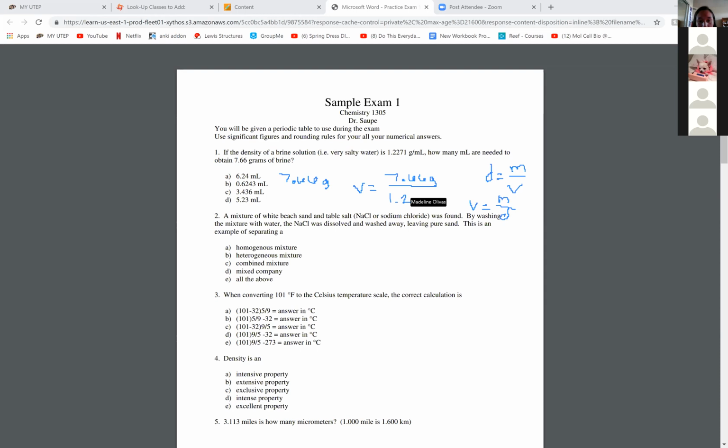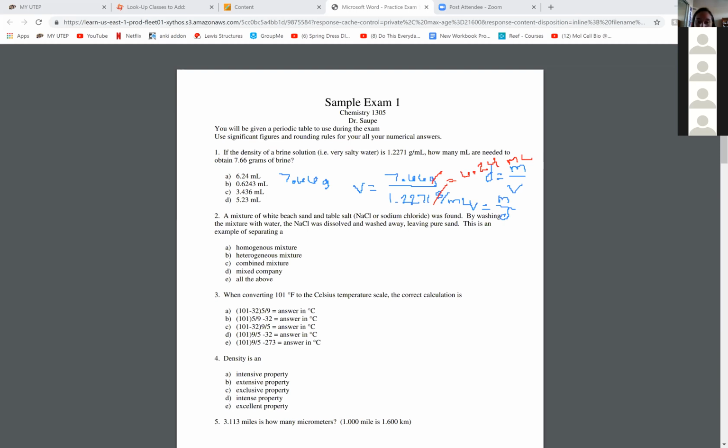Okay, so can you guys do this calculation and then tell me what you get? 6.24. Okay, what are our units here? Milliliters. Exactly, because our grams would cancel right here. Okay. Does everybody understand how I got that? Yes. Yeah. Okay.